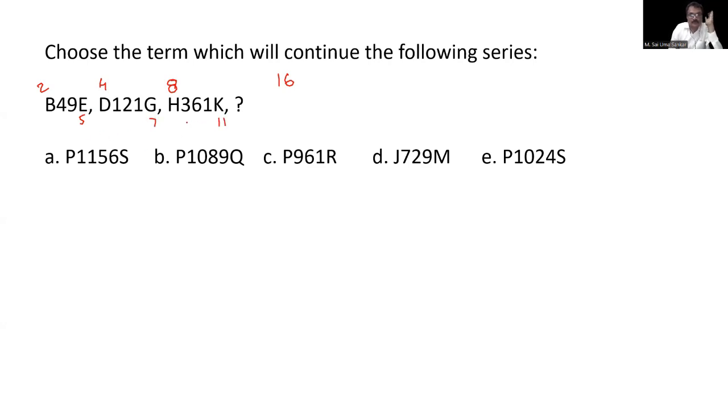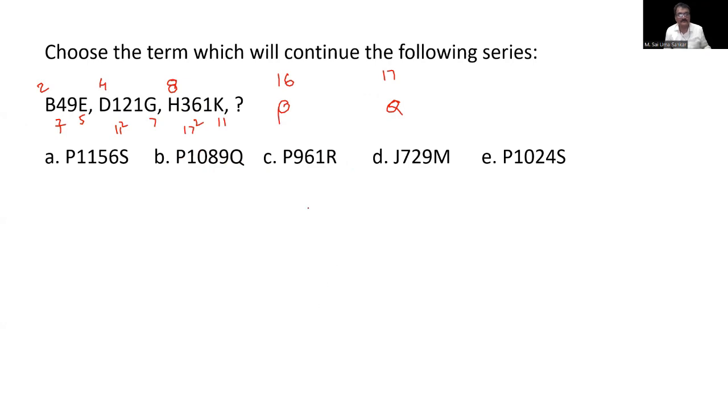Plus 2, plus 4. What is the next one? Plus 6. What is 11 plus 6? That is equal to 17. So 17. Okay, that means P and Q. So only one option satisfies the condition. P and Q. Now come to the number. Here this is equal to 7 square. This is equal to 11 square. And whatever this one, this is equal to 17 square.